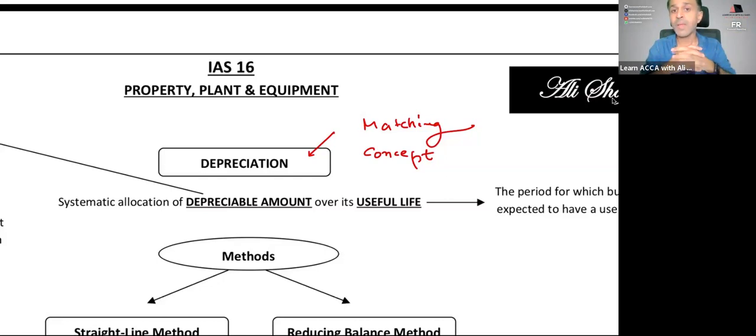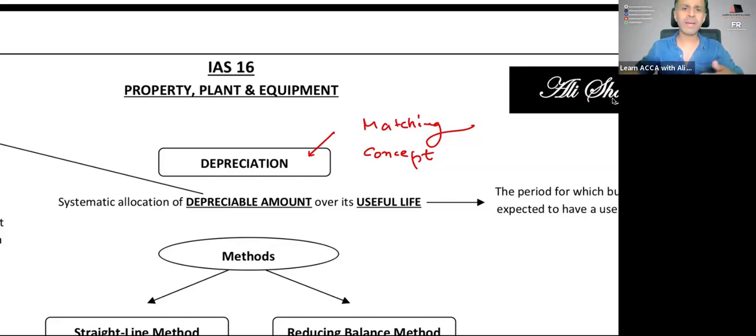Maybe no one has ever explained this to you. We try to divide a cost over its life so that each year there is a benefit to match it up with. Application of the matching concept is satisfied, fulfilled.